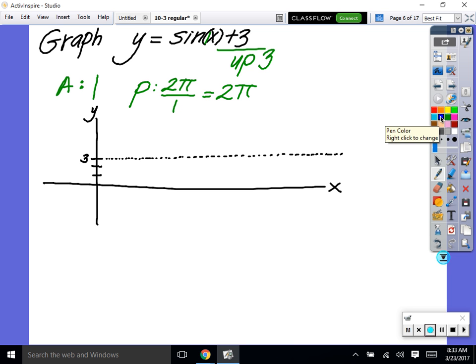So now from there, our amplitude's 1. So don't we need to go up 1 additional point, everybody? So that would be at 4. And then down 1 would put me at 2. So won't my amplitude bounce between those values?